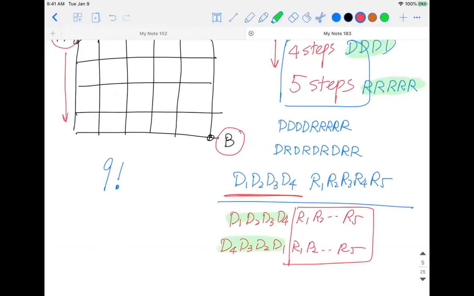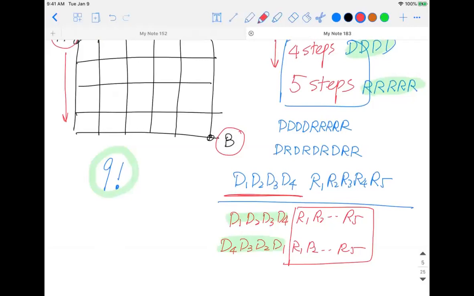D1, D2, D3, D4 is the same as D4, D3, D2, D1. They're actually the same item. So that being said, those D values, their order doesn't matter. Is that right? So if you're directly using 9 factorial, you are overcounting too much. So what are you going to do?